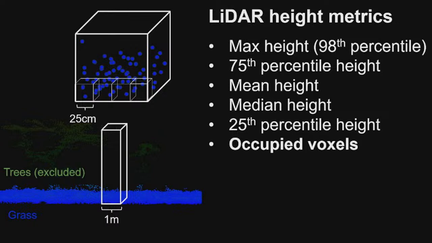are occupied. So in this particular example, we have a 1 meter squared pixel that we're dividing into 25 centimeter voxels, and we could look at how many of those have grass points in them, or the density of points in the average voxel.